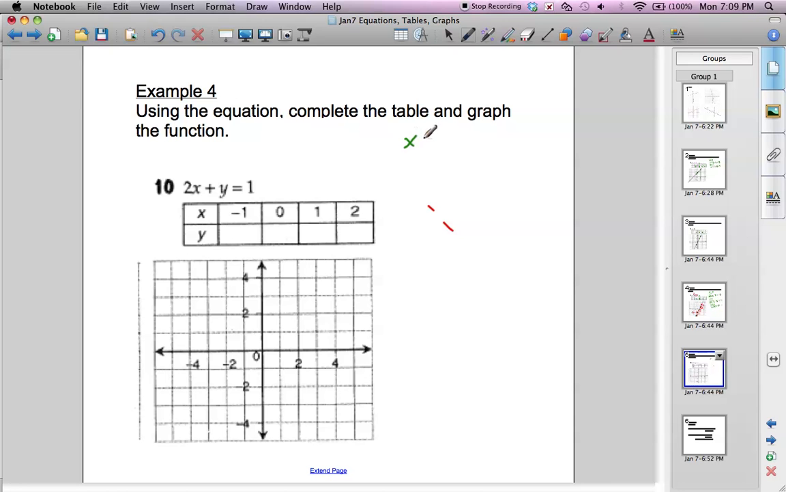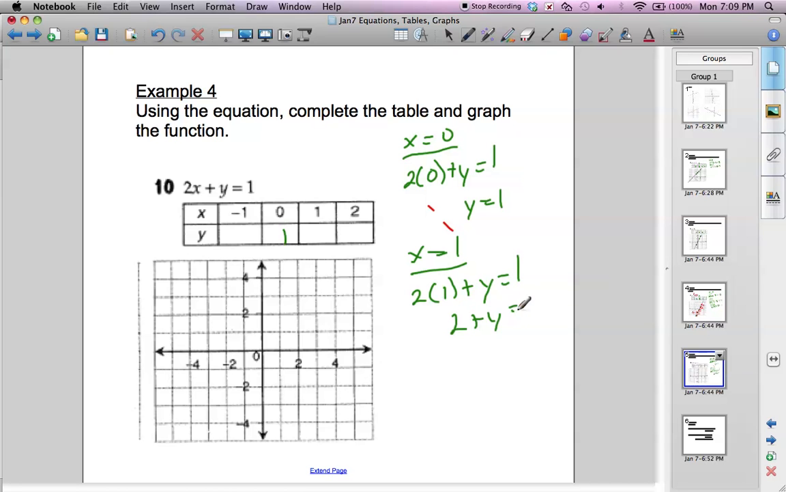We'll figure out what the y is when x equals 0. So we have x equals 0. Now if we put that in the equation, we have 2 times 0 plus y equals 1. So you have 0 plus y equals 1. You just have y equals 1. If x equals 1, you're going to have 2 times 1 plus y equals 1. So it's 2 plus y equals 1. So you subtract 2 from both sides. You have y equals negative 1.